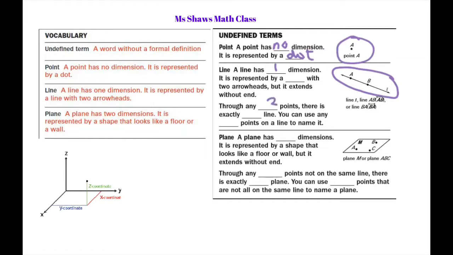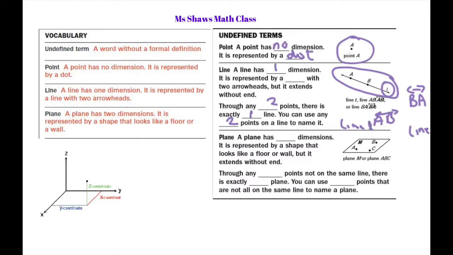Okay, so through any 2 points, there is exactly one line. You can use any 2 points on the line to name it. So I can name this as line AB, or I could say it's line BA. Or, because there's an L there, I can just say it's line L. So there's 3 ways to name that.